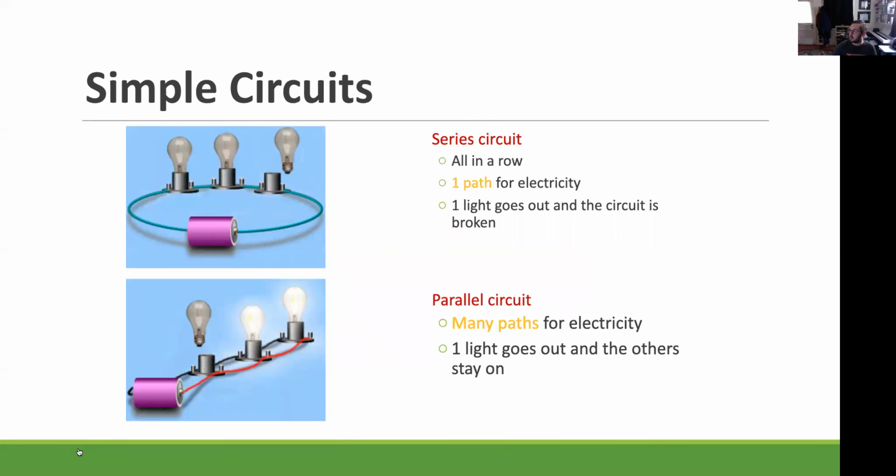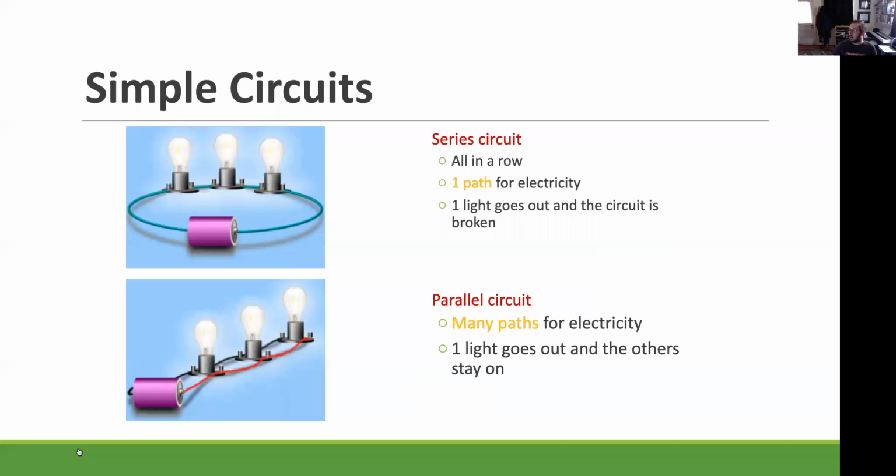Simple circuits. There's a little diagram here. When you wire things together, you can wire them in a row, so that there's one path for the electricity to go through. A lot of old Christmas lights were done like this, just in series. So if one light in the entire strand went out, they would all go out, and you'd have to test every light bulb. It's a pain.